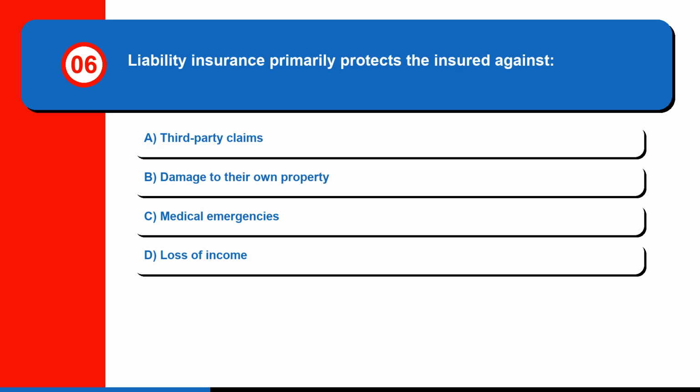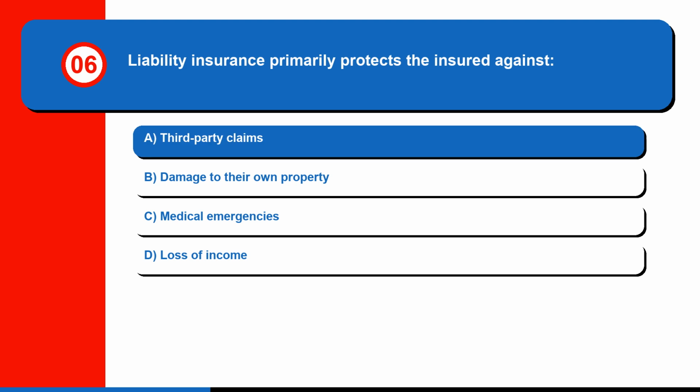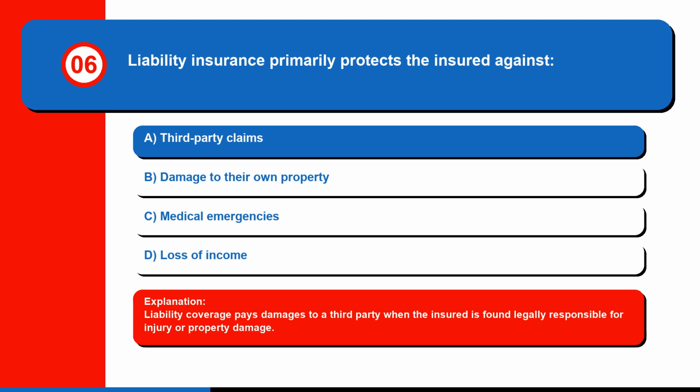Question 6. Liability insurance primarily protects the insured against A. Third-party claims, B. Damage to their own property, C. Medical emergencies, or D. Loss of income. The correct answer is A. Third-party claims. Liability coverage pays damages to a third party when the insured is found legally responsible for injury or property damage.